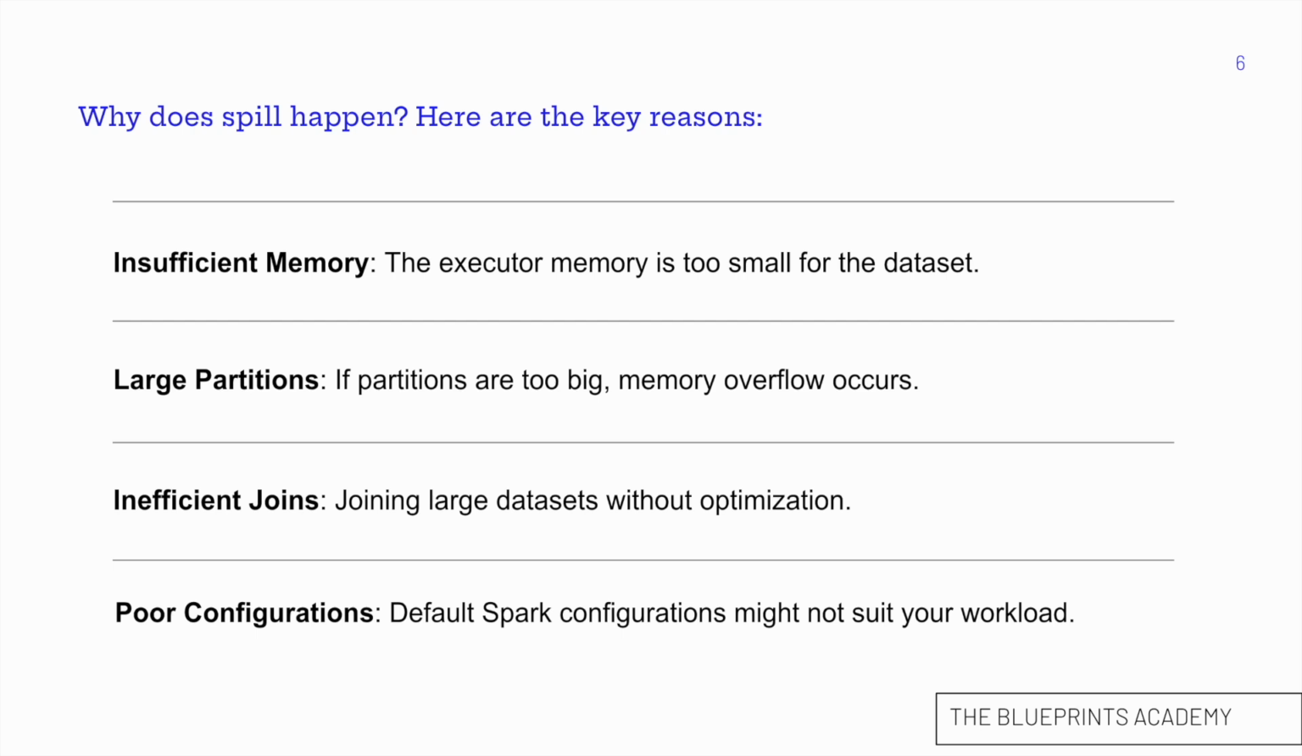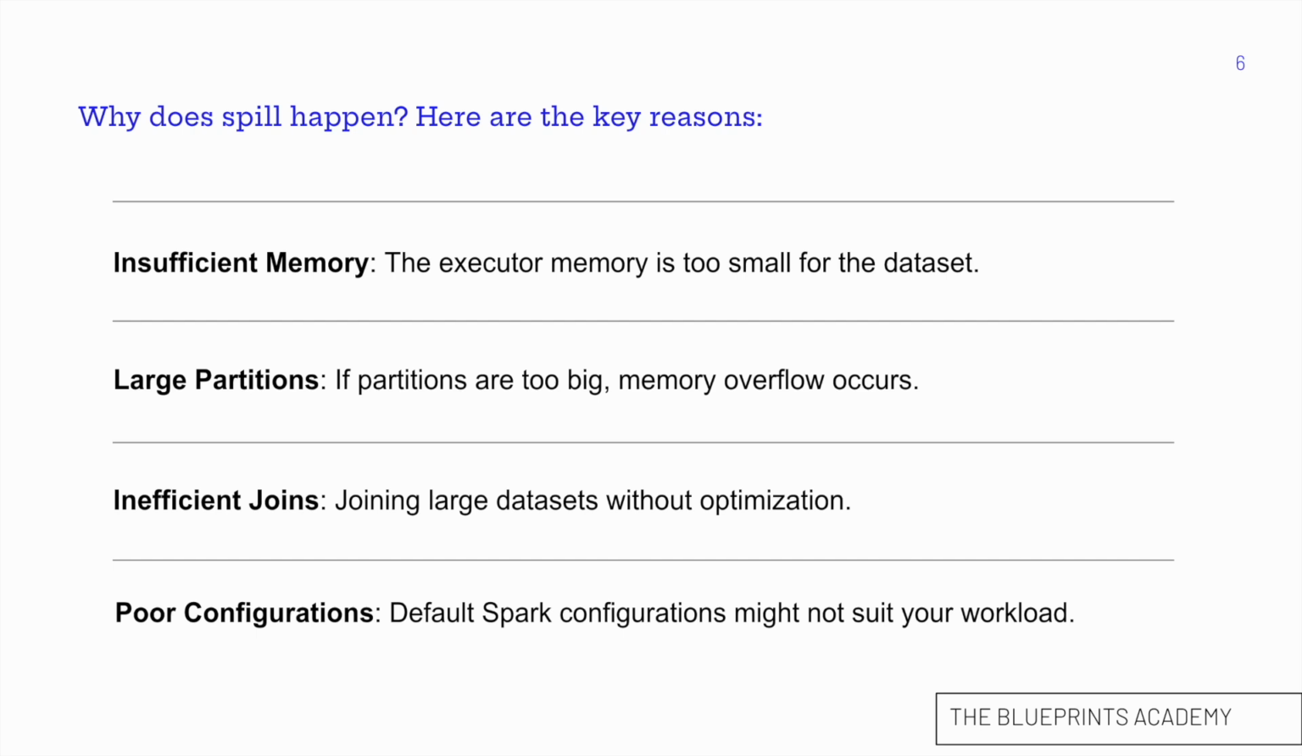So here are the key reasons why spill might happen. First one is insufficient memory. The executor memory is too small for the dataset. Of course, you don't have enough memory, so Spark is going to spill it off to disk. Another reason could be large partitions. If partitions are too big, memory overflow occurs.